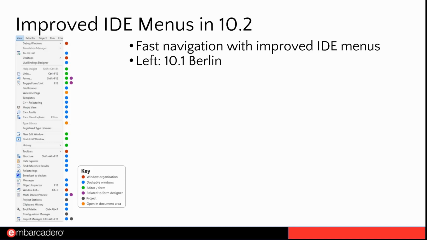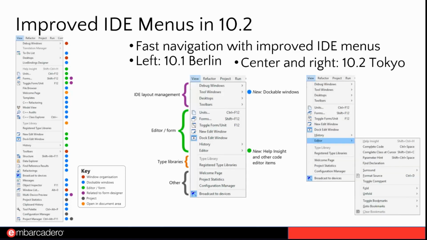There's some great new features in the IDE in 10.2. One of the most visible changes is to do with the View menu. The View menu has been rearranged. You can see here 10.1 Berlin's menu on the left, and it's quite long. Following the example of the Debug Windows submenu, we've moved tool windows, such as the Object Inspector, Structure, Messages, and so forth, to a Tool Windows submenu just below the existing Debug Windows submenu.